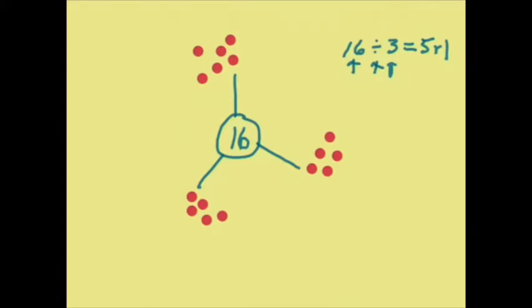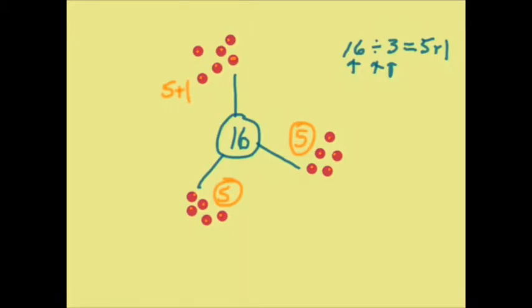Count up our dots. We got 1, 2, 3, 4, 5. Over here we've got 1, 2, 3, 4, 5. Over here at the top we got 1, 2, 3, 4, 5, 6. Or another way of looking at it is to say we've got 5 with 1 leftover.